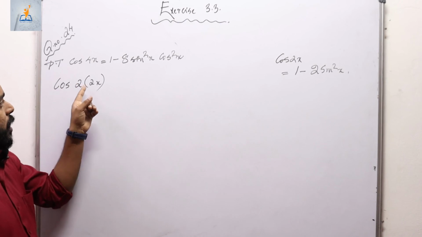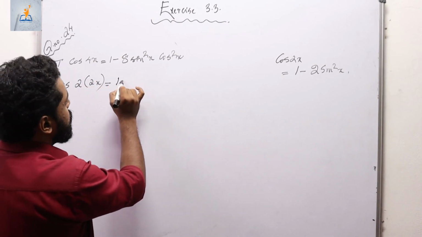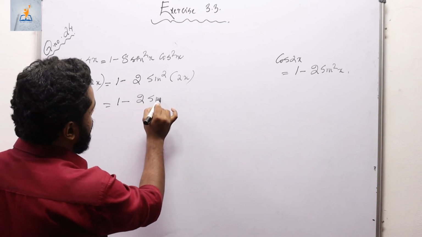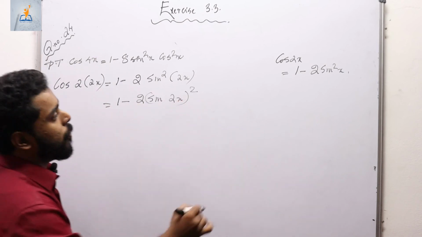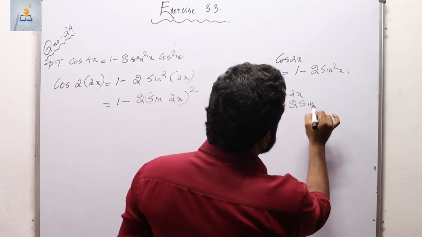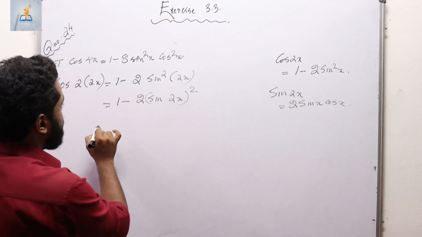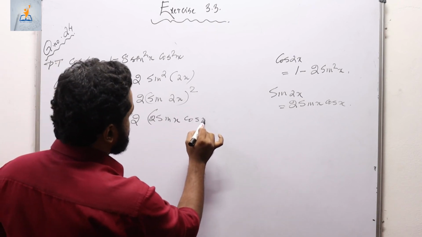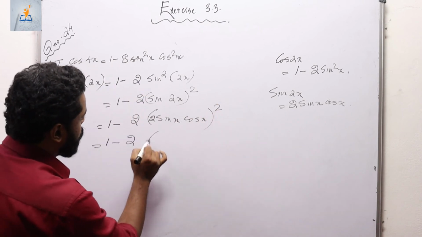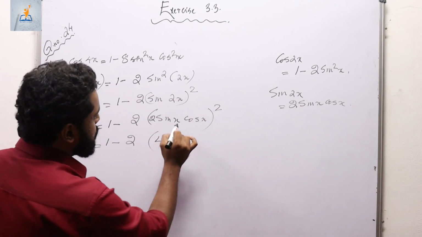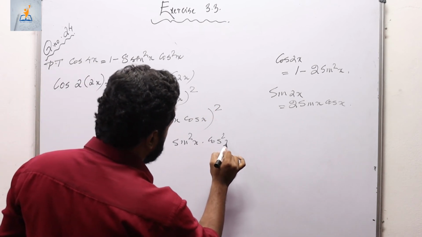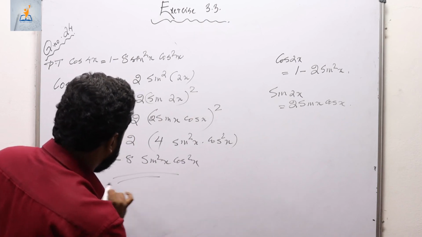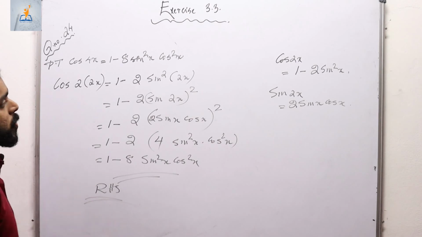So in the place of x we have 2x. So it becomes 1 minus 2 sin square 2x. Correct. That is 1 minus 2 sin 2x the whole square. Again we know the formula for sin 2x. It is nothing but 2 sin x cos x. So on substituting we get 1 minus 2 into 2 sin x cos x whole square. It is equal to 1 minus 2 into 2 square, equal to what? 4 sin square x into cos square x. Again 2 into 4 is equal to 1 minus 8 sin square x cos square x. Hence it is equal to the RHS. Therefore LHS is equal to RHS, hence the result is proved.